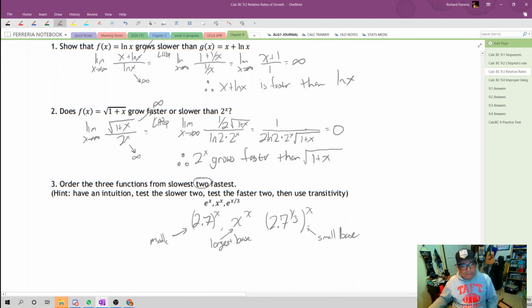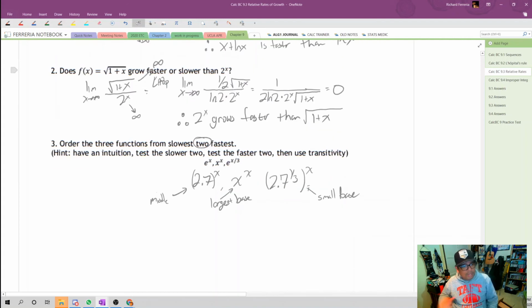So let's compare the two smaller functions. And we think that e to the x is going to be faster than e to the x over 3. So this is e to the x, and the numerator is e to the 1/3 to the x.